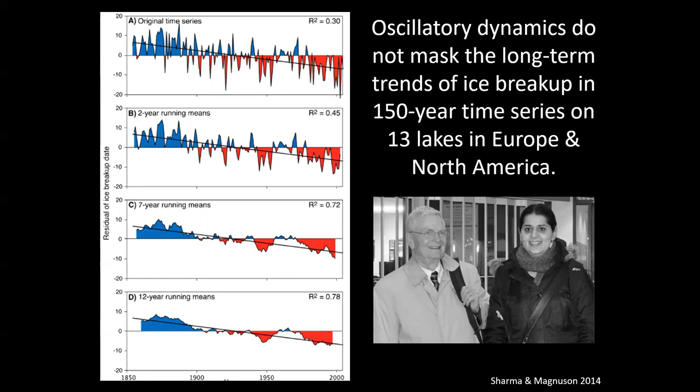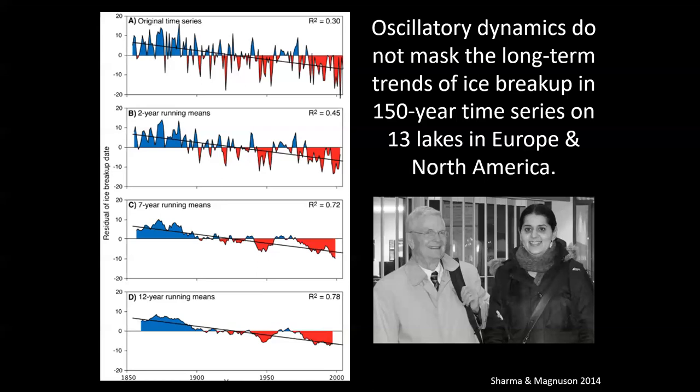Anyway, it's plotted against the mean, and you can see the trend is changing very clearly with a straight line fit through it for these 14 lakes over 150 years. The lakes on the right-hand side, this is breakup date. So the breakup date is occurring earlier and earlier on the right-hand side. The breakup date on the left-hand side is later and later.